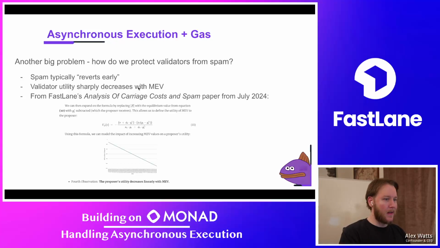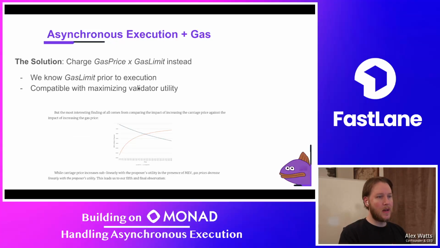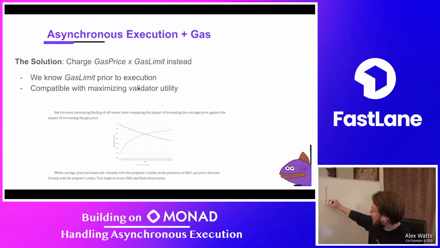And the way that the Monad blockchain handles this problem is by charging based off of the gas limit rather than the gas used during execution. This is a very important breakthrough. So on Ethereum, let's say you've got 3 transactions and you're building a block. There's transaction 1, transaction 2, transaction 3. These lines represent the gas limit. And now in blue, we've got the gas used.